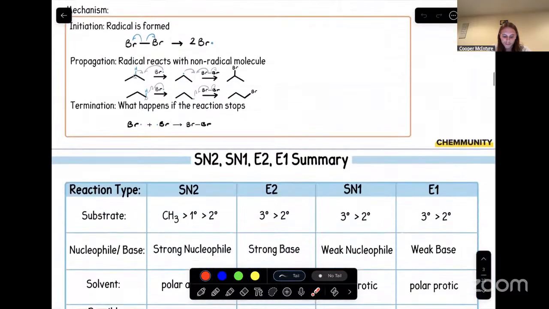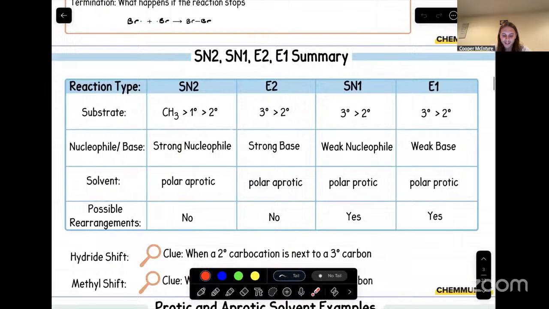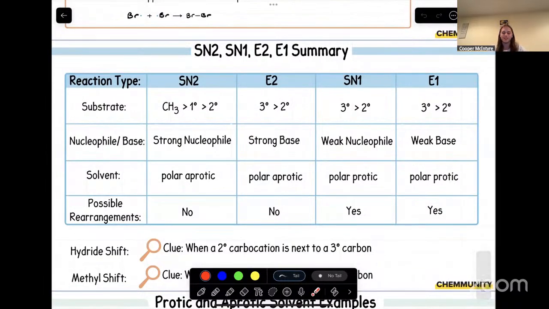Now, in terms of SN2, SN1, E2, and E1, I know you probably just sighed at those reactions as I read them aloud, but we'll go ahead and take a second just to review some of the very important things from these reactions that we do need to keep in mind.